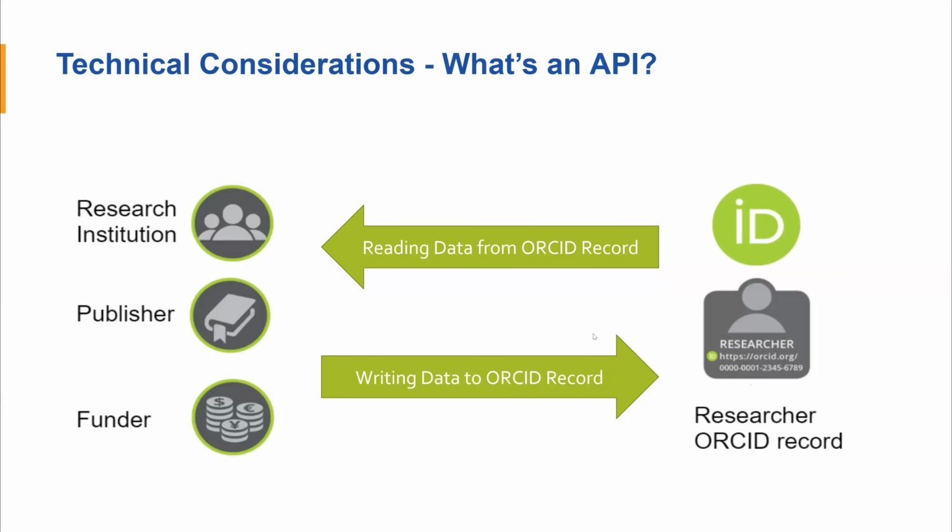And what the API does is that organizations, if you're a research institution, a funder, or a publisher, are able to read data from your researchers. And at the same time, if you're using the API to push data to ORCID, you're able to write data to ORCID. So data such as employment, funding information, works or publications, you can push that to ORCID using the API.